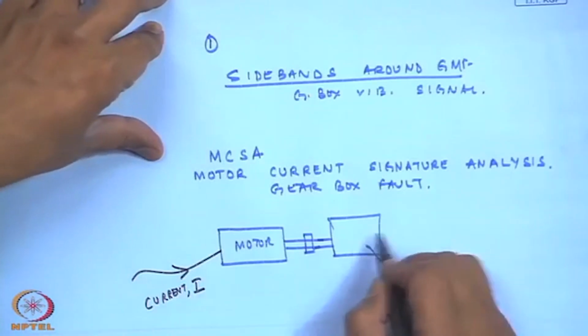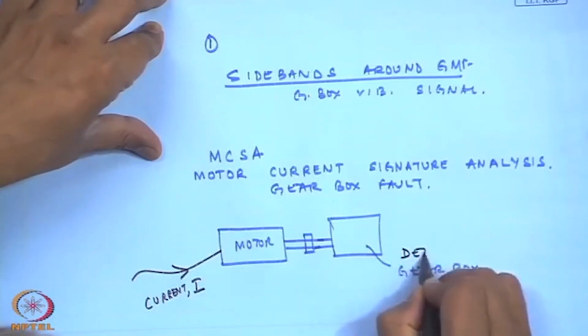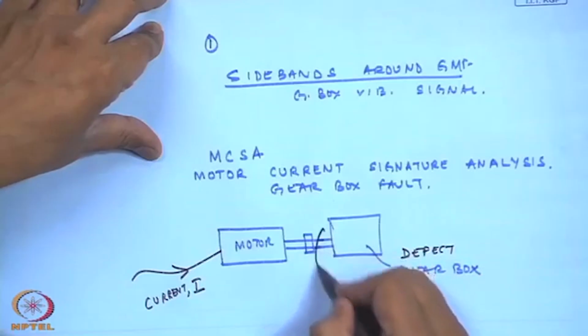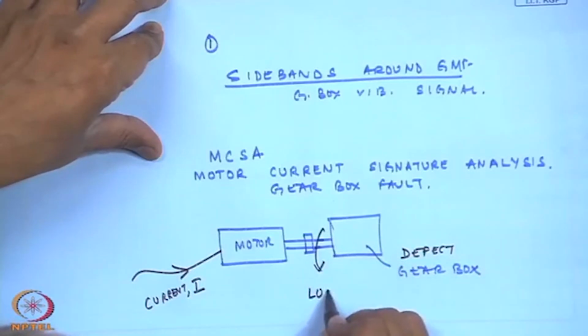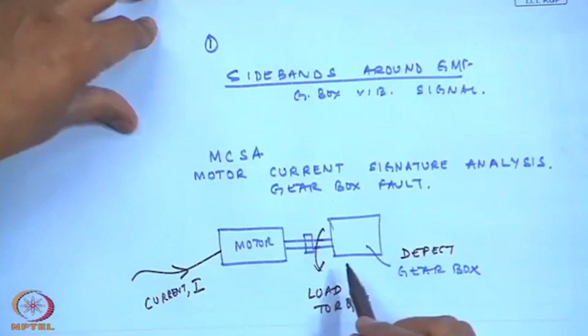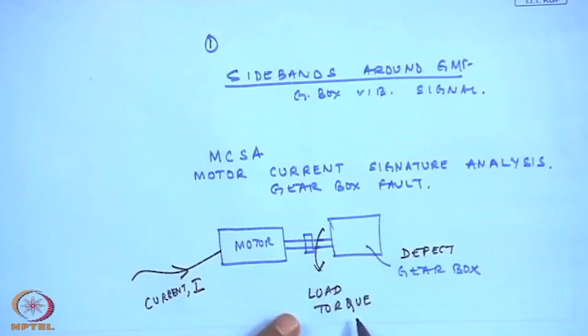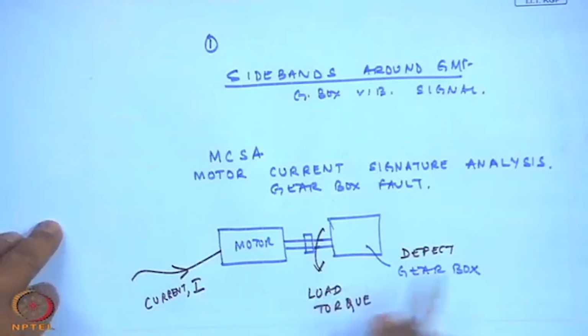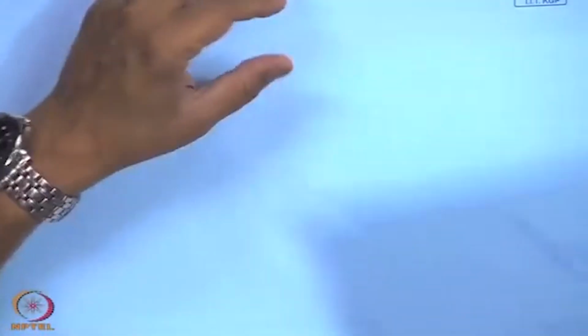So, what happens is there is a defect in the gearbox. This gives rise to some sort of an additional load torque on the motor. So, if this motor is being subjected to an additional load torque, the current itself gets modulated at the frequency of the occurrence of this defect. And so, the sidebands in the current will also indicate some presence of the mechanical defects.